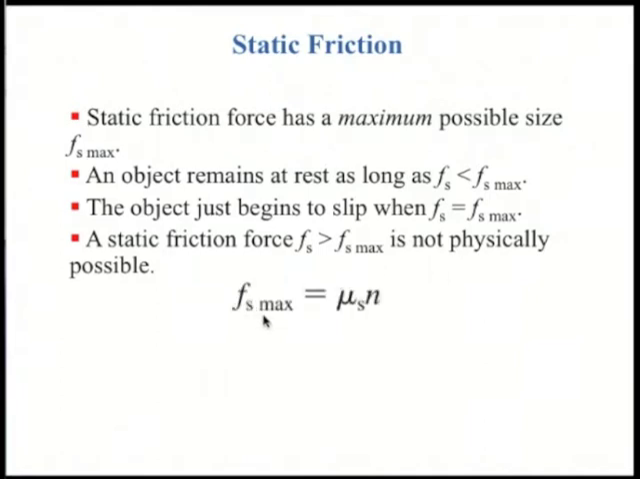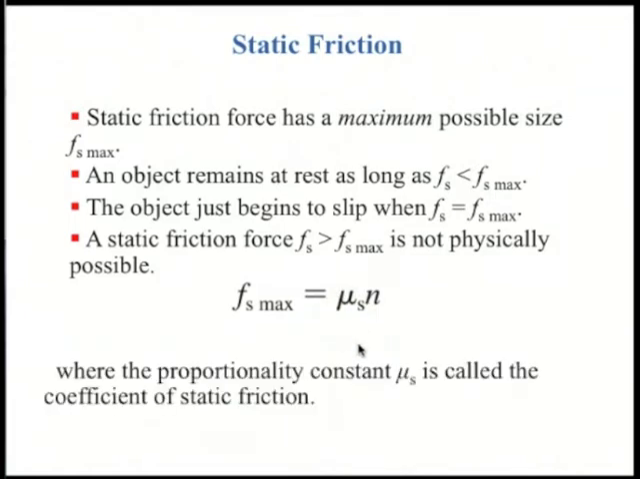There's an equation for F sub s max. It's mu sub s times n, where mu, the Greek letter mu, sub s is called the coefficient of static friction, and n is the normal force of the surface on the object.